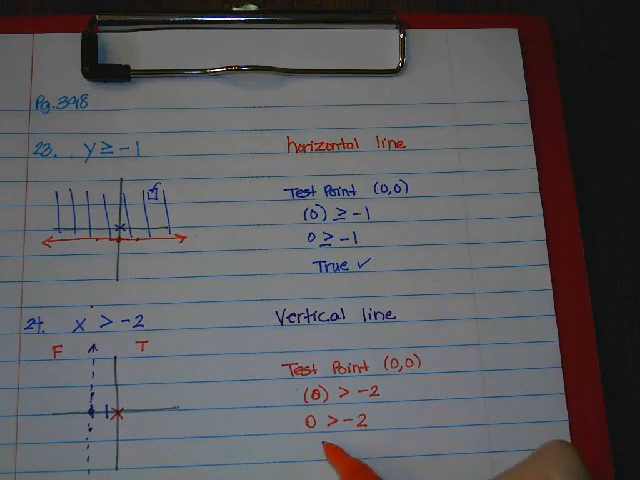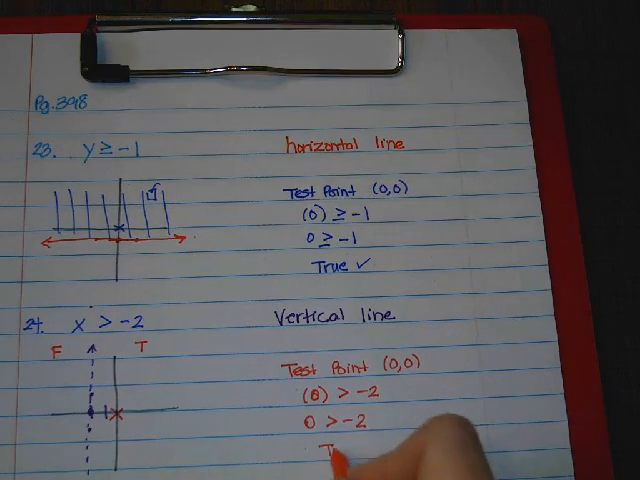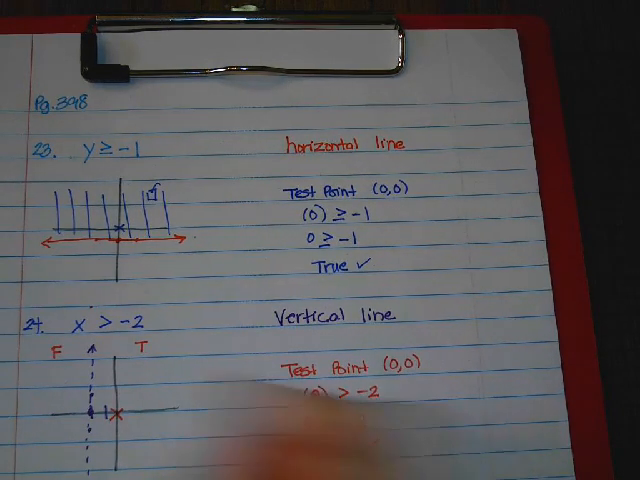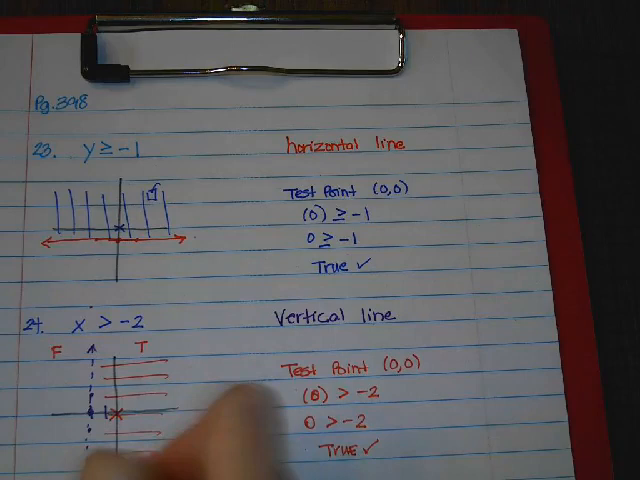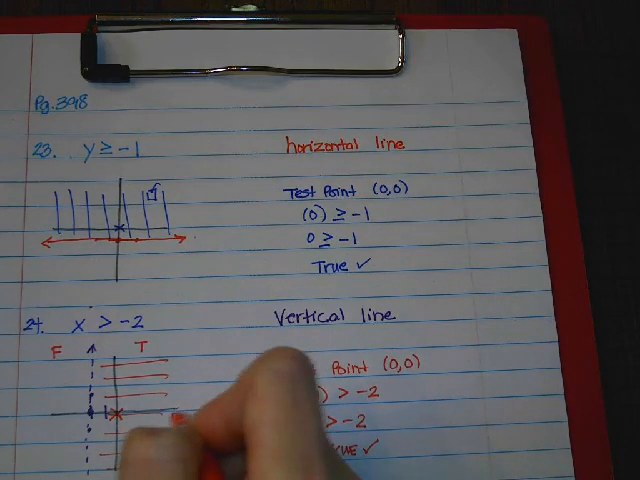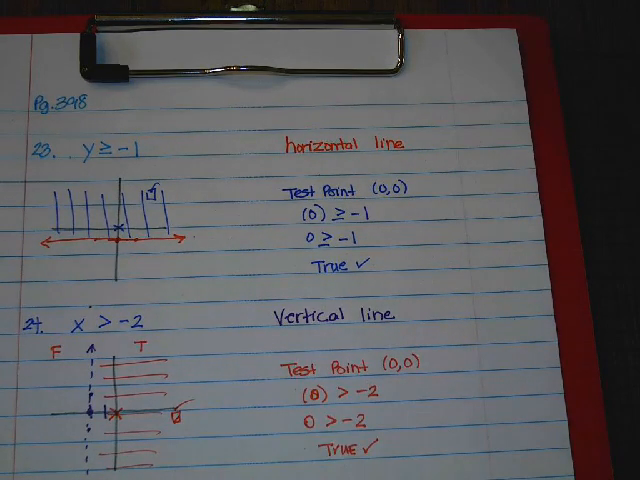So now, is 0 greater than -2, Mia? Yes, you're correct, it is. So now I would shade on this side where my test point is. And this is where I would drop my little paint bucket.